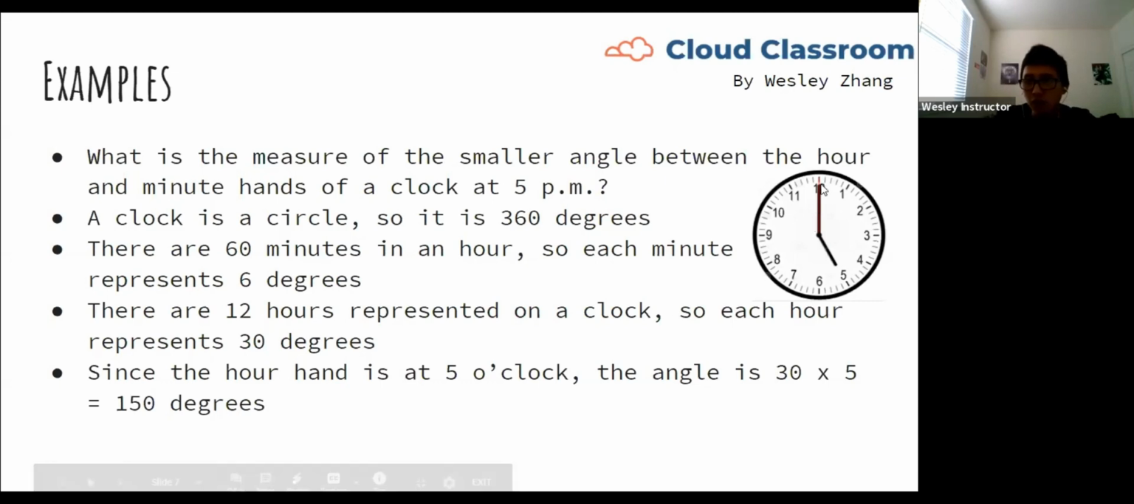So to solve this clock problem, we used our knowledge of time and of a circle to figure out what the angle measure is. We don't need a protractor to solve this problem. We know these spaces in between these tick marks are equal, so we use that knowledge to solve this problem.